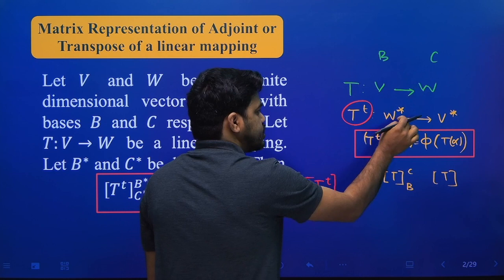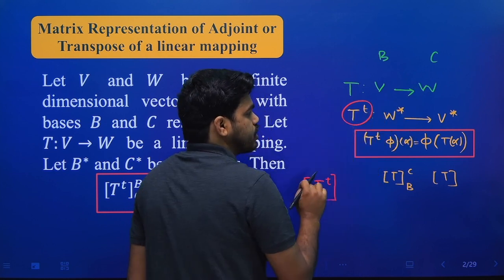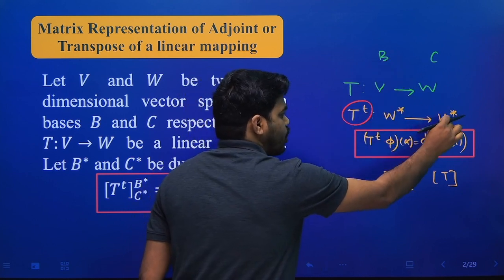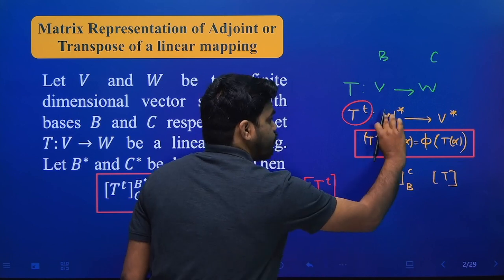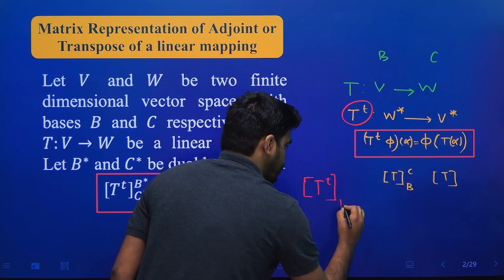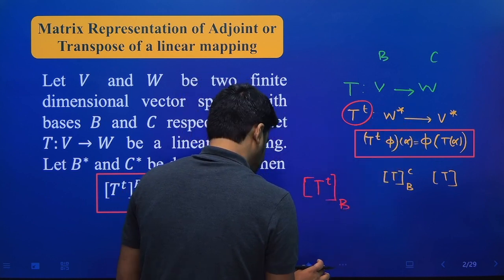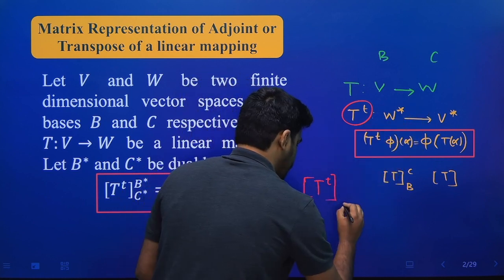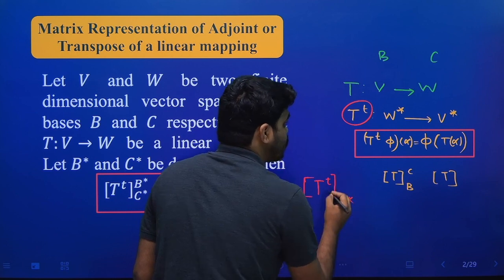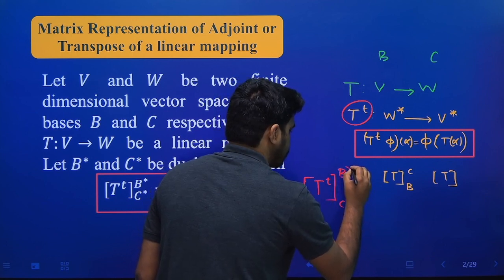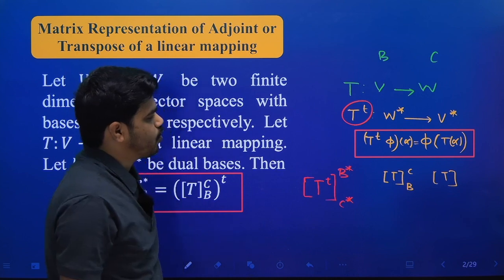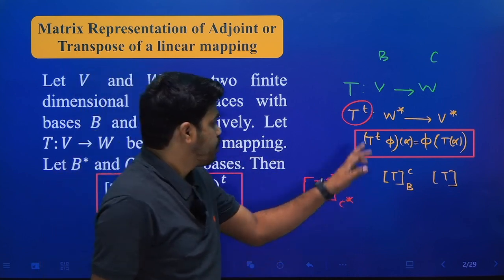C star is the dual basis of W star, B star is the dual basis of V star, so W star to V star, so this will be C star to B star. Getting my point? Okay, V to W, that is B to C.